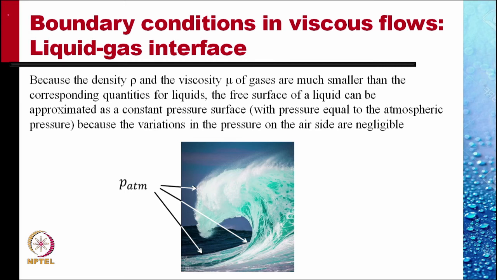In this picture of a wave in the ocean, the pressure in the air can be taken as atmospheric, the same value over the distance of the wave height. And so the pressure within the liquid at all points at the interface, at the surface of the wave, would be equal to P atmosphere.